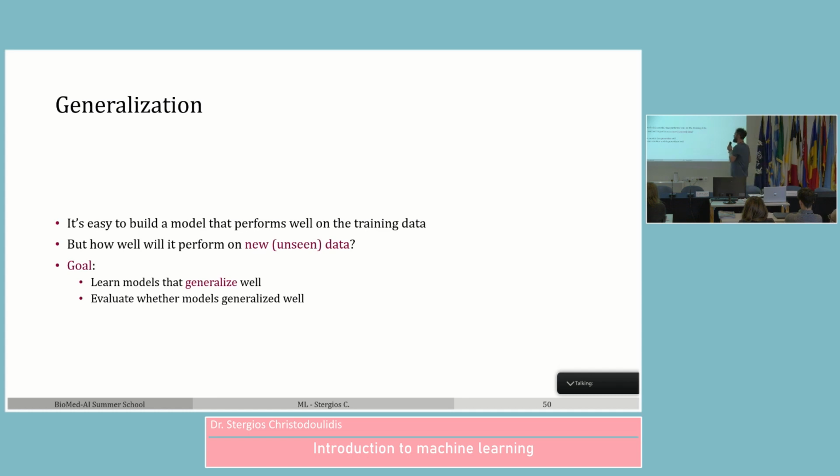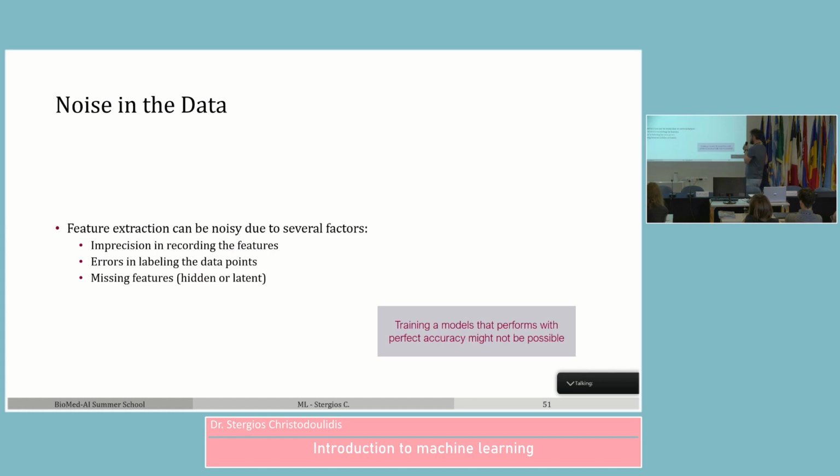So we want to have models that generalize well, which means that we want to have models that can be used outside of the training data. And we also want to evaluate our models and evaluate whether they are actually generalizing well. And there are different problems that we can encounter in these kinds of cases.